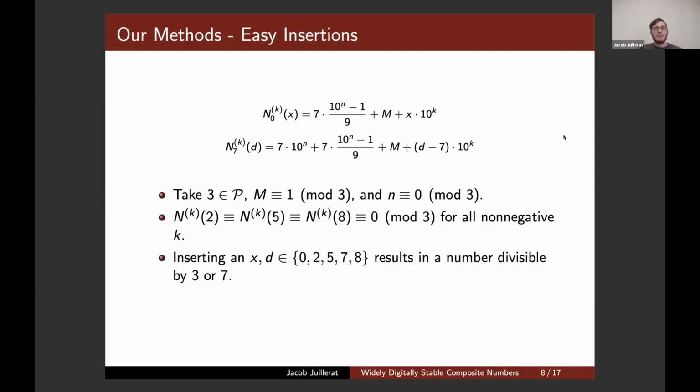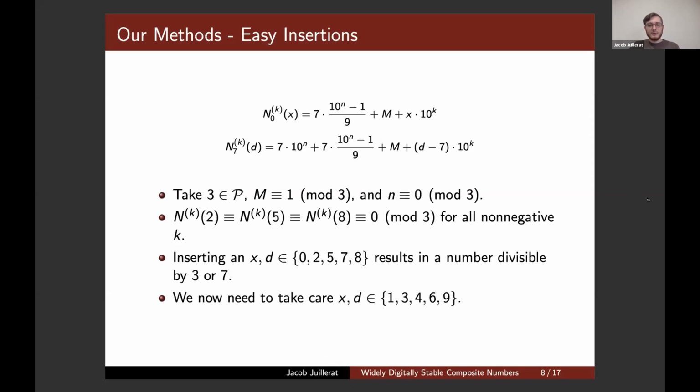So we have taken care of inserting a digit 0, 2, 5, 7, or 8 into the leading zeros or 7s. And we know that if we do that, the resulting number will be divisible by 3 or 7. So we still need to take care of inserting a 1, 3, 4, 6, or 9. So we have 5 more insertions for both the leading zeros and the leading 7s.